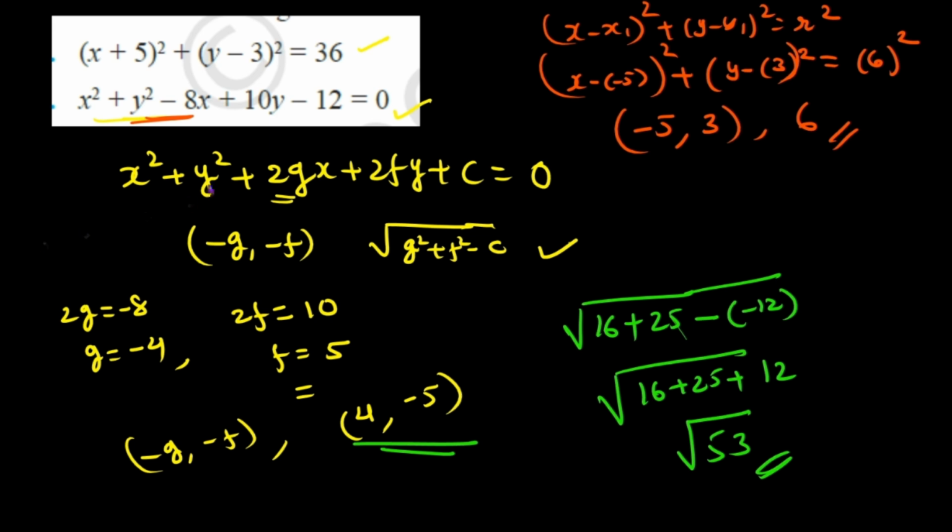So what we need to remember here is this generalized form of the equation. Then compare with the original equation, and we'll find g comma f and the constant, anyhow, you know that. So, with g, f, and c, the center is minus g, minus f, and the radius is square root of g square plus f square minus c. That's all.